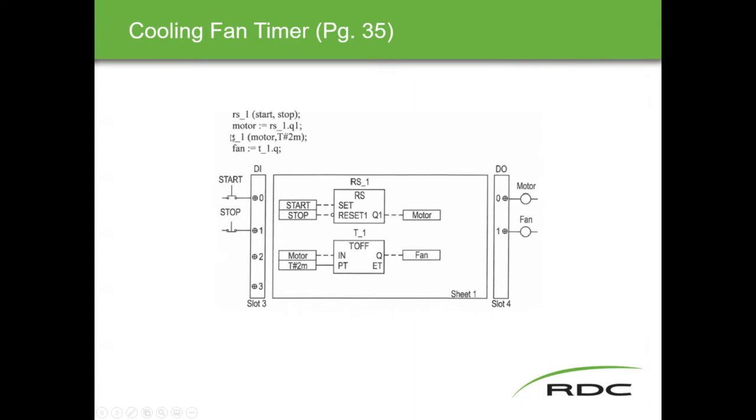Okay, next function block we're assigning is T_1. Its internal parameter variables are motor and T, timer, 2 minute timer input. So these are internal parameters, close off the parentheses. What is the output of it? The output of it is the variable fan, and it will be true when T1Q becomes true.